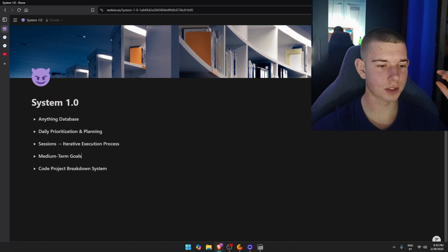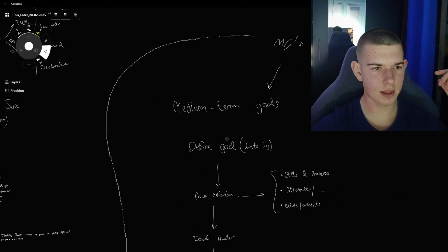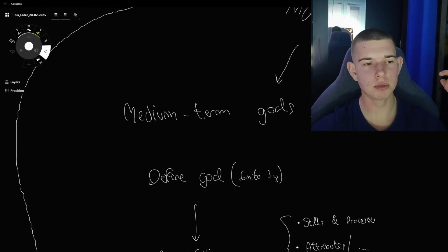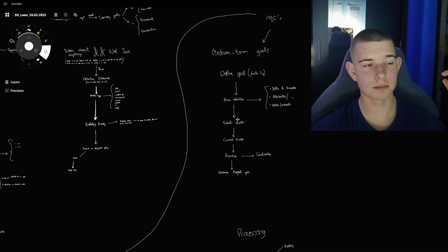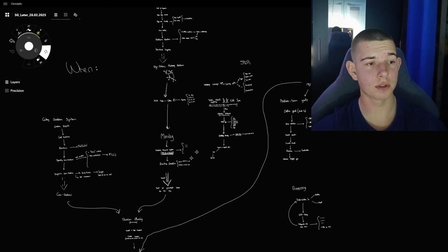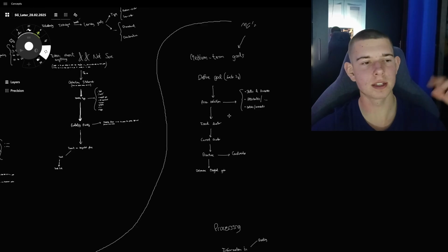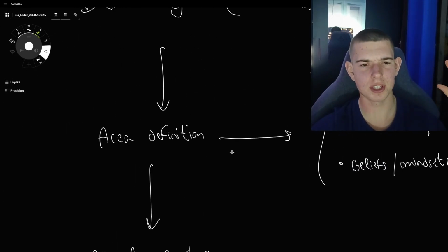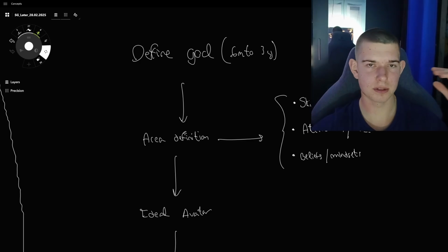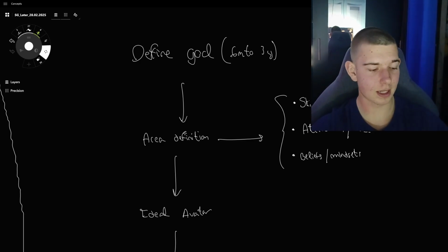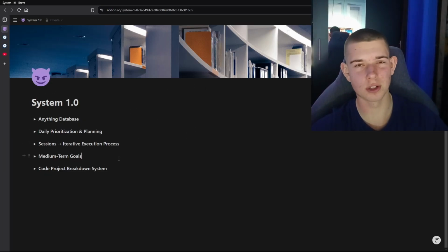Well, let's get started. So here we have the medium-term goals process. I've done all of this first on the free flow thing, and then I've applied it into Notion because I think it's much easier like this, and I can modify this much quicker and more easily than if I were to just try to do it here in Notion instantly.